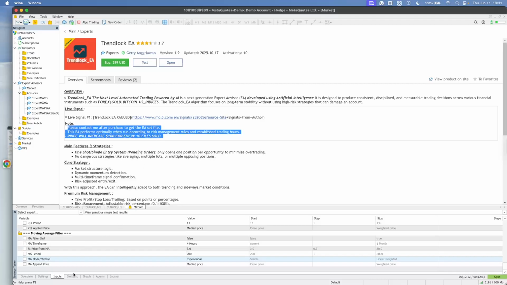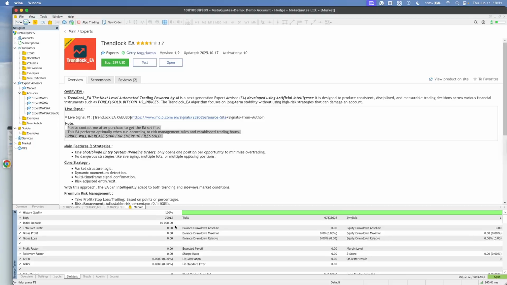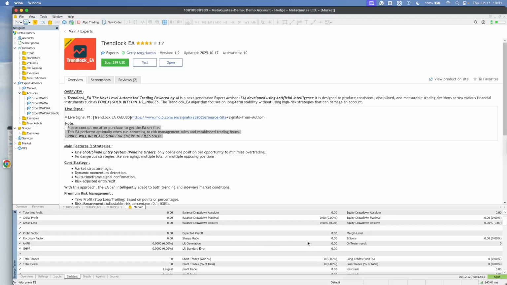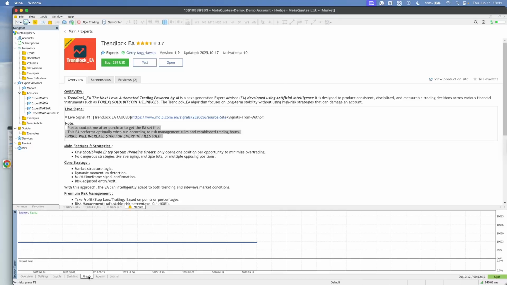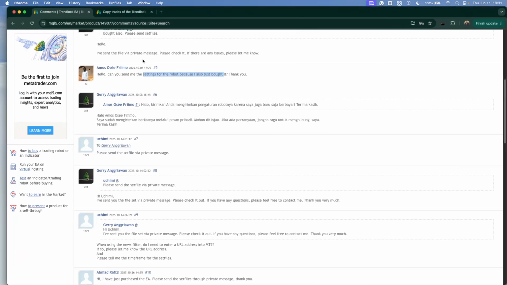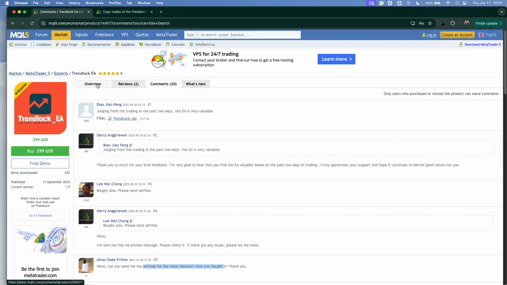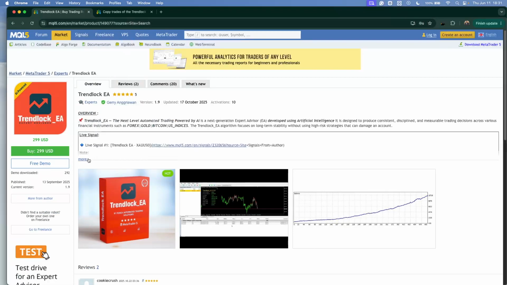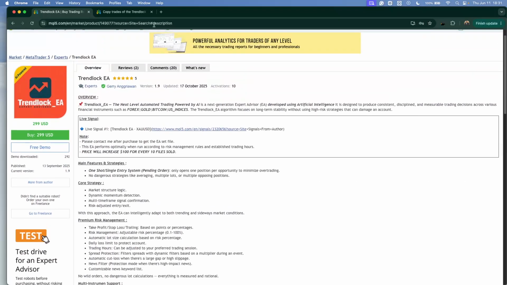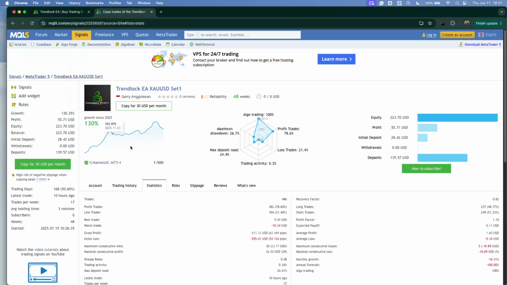If not, you're going to get results like this: 0 trades taken, 0 win rate, 0 everything, and the graph staying pretty flat the whole time. But they do have something which we can use to gauge how profitable the Expert Advisor is. They have a live signal, and this is it here.